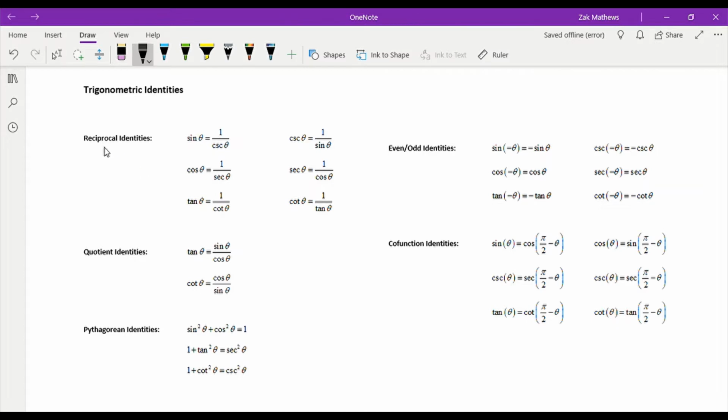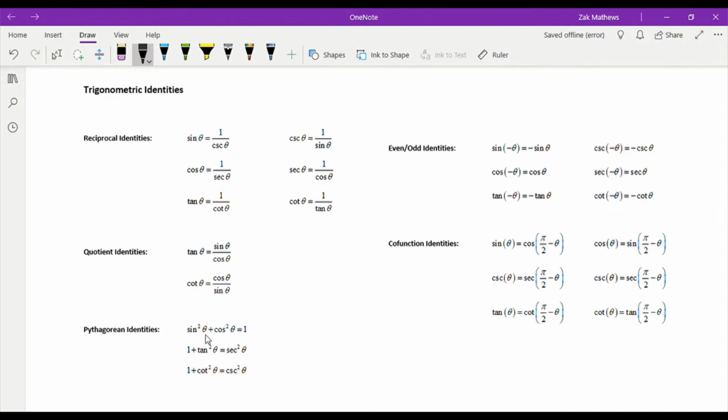So one set we have are the reciprocal identities, and these just stem from the reciprocal trig functions. Sine is equal to 1 over cosecant, and conversely cosecant equals 1 over sine. Cosine and secant are tied together, and tangent and cotangent are reciprocal partners. We have our pair of quotient identities. Tangent is equal to sine over cosine. Cotangent is equal to cosine over sine.